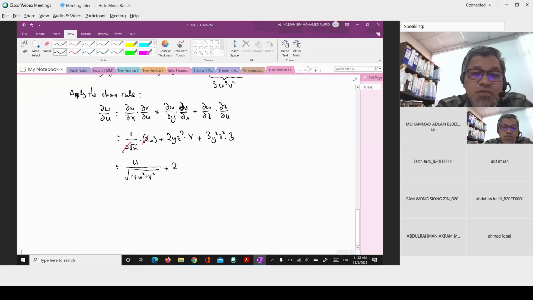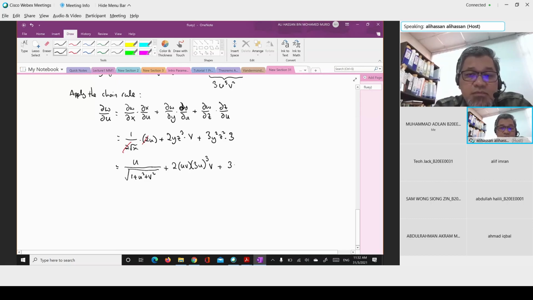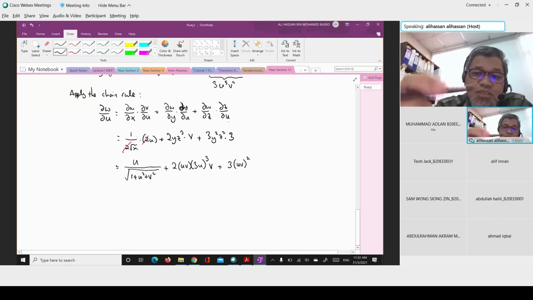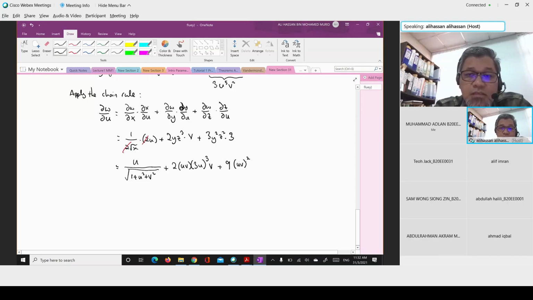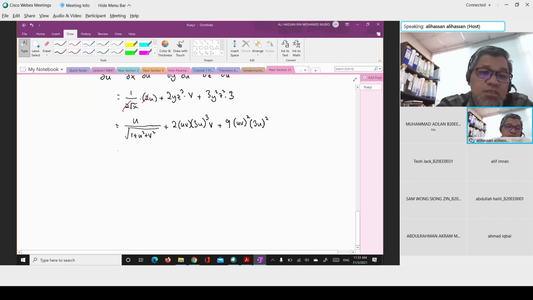We have 2y. What is y? Y is uv. What is z? Z is 3u, times v. Then again replace y. For the third term, replace y by uv. We have 3 times 3, that equals 9. And then z squared, z is 3u, squared. The remaining work is just algebra.